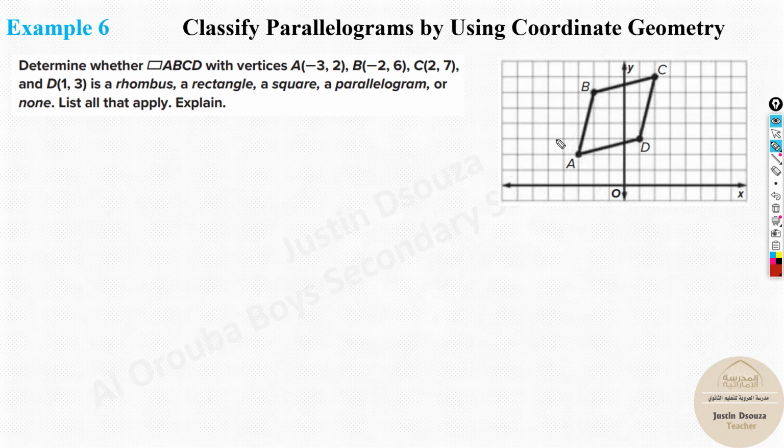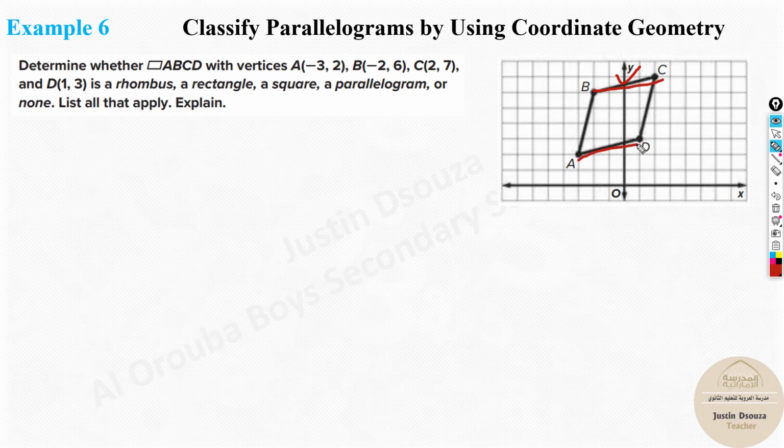I'll tell you why. Look at this figure, guys. Is it 90 degrees over here? No, it's less than 90 degrees, right? So rectangle and square are out of the ballpark, because you can't make this a rectangle or square. This is not 90 degrees. This can never be a rectangle or square. That's not possible. But we can prove this to be a parallelogram.